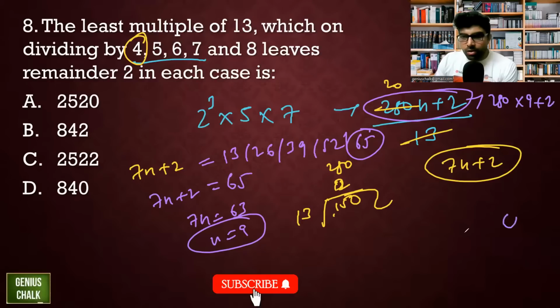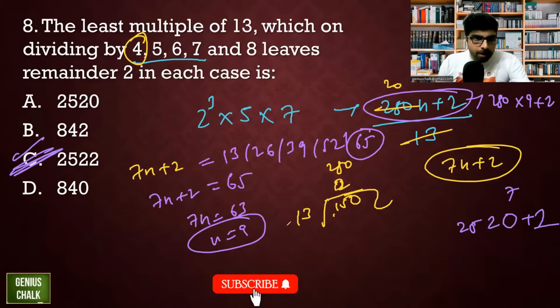So 9 zeros are 0, 9 8s are 72. 18 plus 7, 25 plus 2. So the right answer is 2522. So logically, you can solve using this method, and you can also solve directly without using this method.